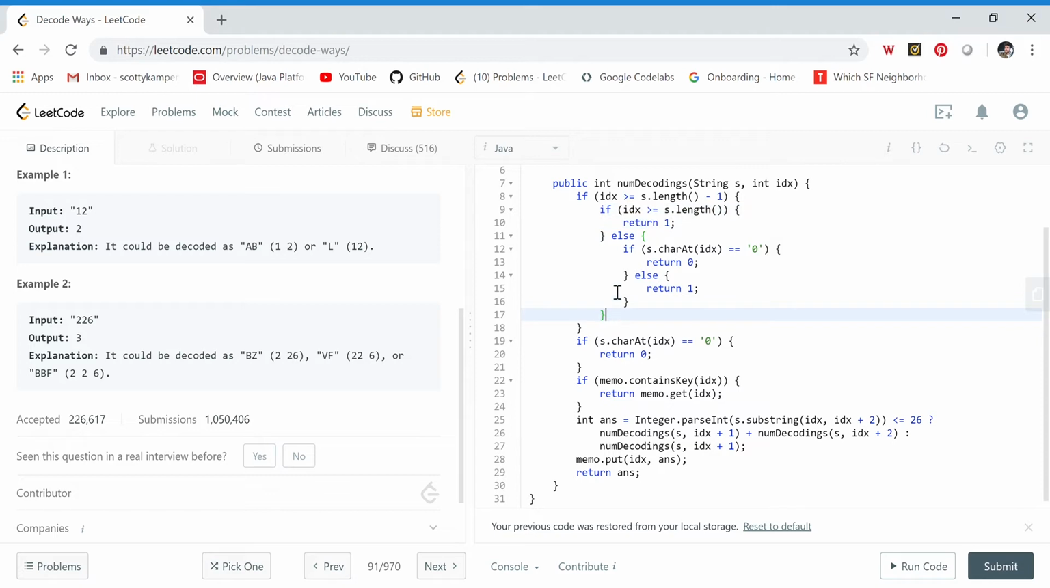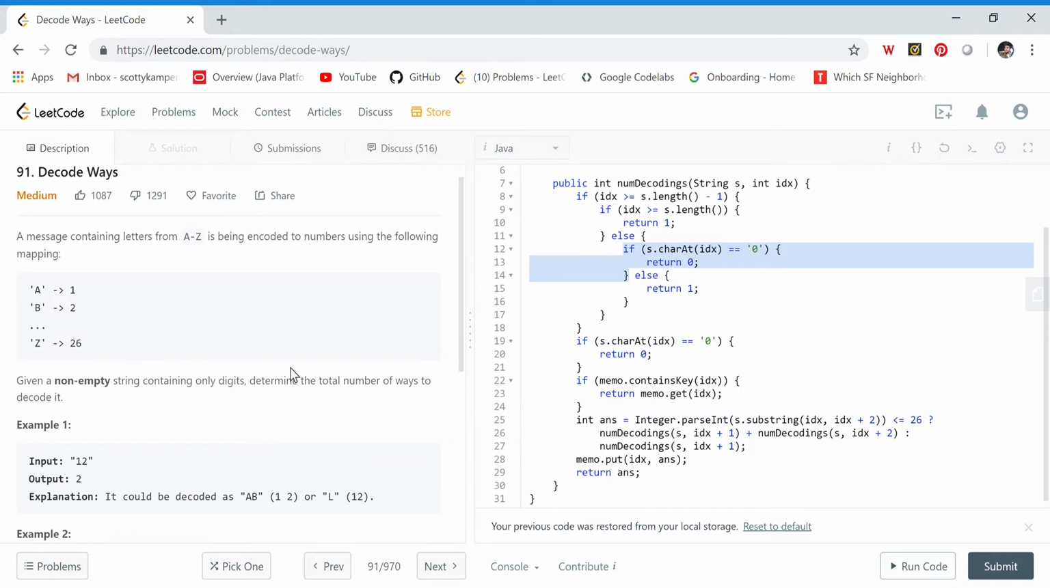Okay. Else, what does this block mean? This block means we have a string of length 1. So if the character at that index is equal to 0, we return 0. Now, why do we do that? Because in our mapping here, A starts at 1, and then it goes through 26. So 0 has no equivalent character. So if we're given a string and it just contains 0, then there's 0 ways to decode that because we have no idea of how to decode 0.